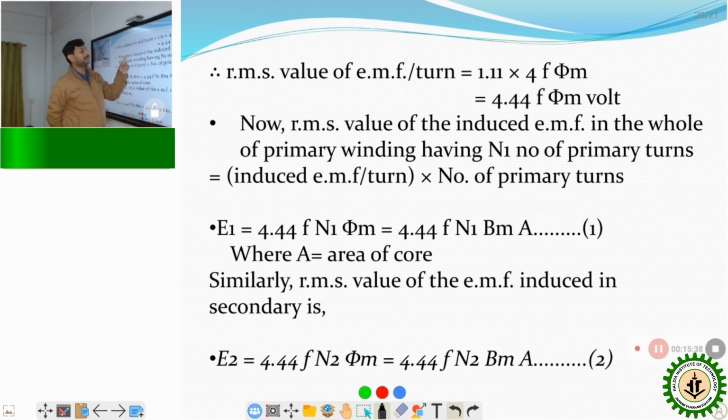Now the RMS value of the induced EMF in the whole primary winding having N1 primary turns is the induced EMF per turn into the number of primary turns. That is, E1 is given by 4.44 f N1 phi m, that is equal to 4.44 f N1 Bm A. This is equation number 1 for E1, where A is the area of the core. Similarly, the RMS value of the EMF induced in the secondary is given by EMF per turn into N2. That is, E2 is equal to 4.44 f N2 phi m, which is equal to 4.44 f N2 Bm A.